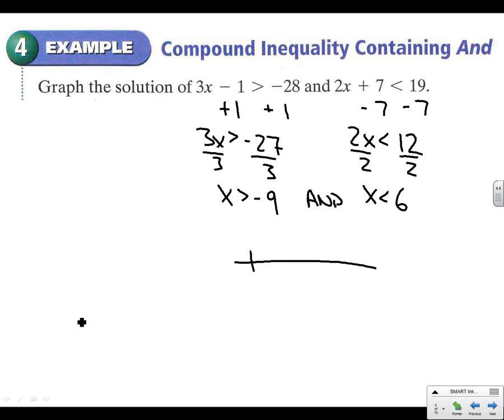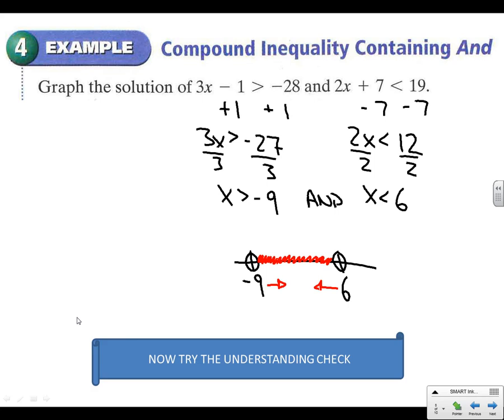I'm going to put -9. Open circle. I'm going to put 6. Also open circle. And I want to be bigger than -9, and smaller than 6. That's an in-between. Here we go. We're shading in between the two of them. Right? I'm smaller than 6, so I'm going that way. I'm bigger than -9. Everything in between. See if you can get your and inequality to work on your understanding check.